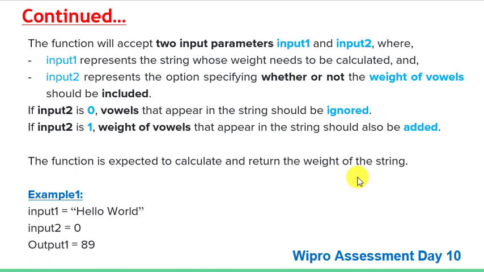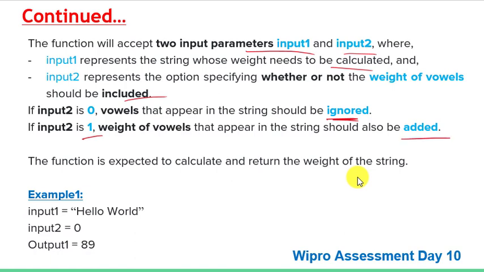The function will accept two input parameters, input 1 and input 2, where input 1 represents the string whose weight needs to be calculated, and input 2 represents the option specifying whether or not the weight of vowels should be included. Here, if input 2 is 0, vowels that appear in the string should be ignored, and if input 2 is 1, the weight of vowels that appear in the string should also be added.